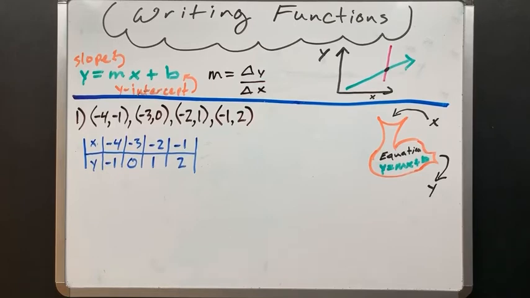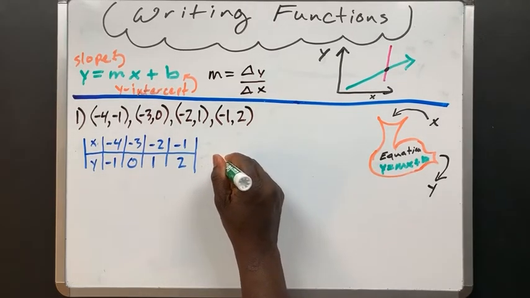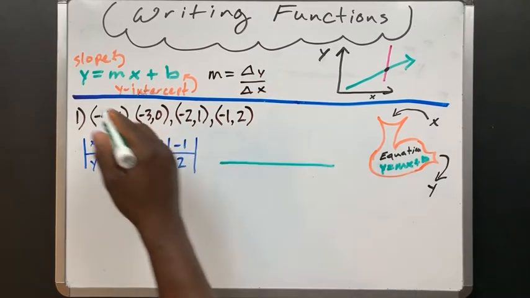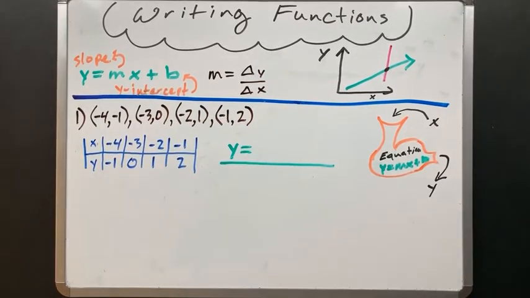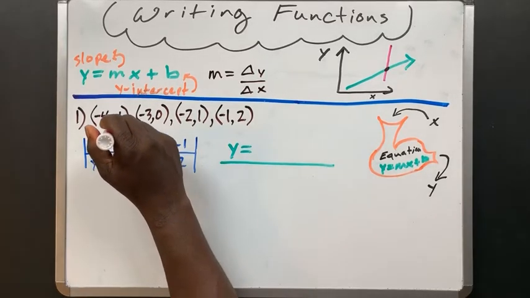Okay, in order to write this equation in slope-intercept form, that's my line. We know it has to start off with y equals, right? And let's see if we can determine what the slope is. Well, if you notice, let's look at the change.